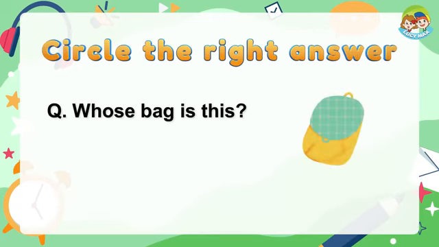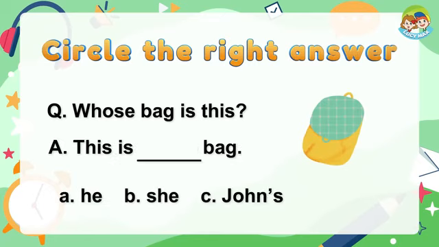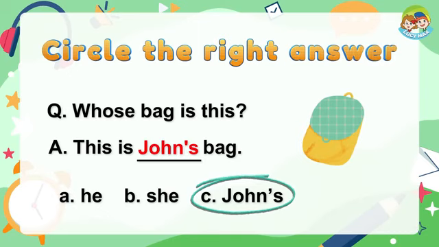Whose bag is this? This is blank bag. The answer is C, John's. John's is possessive form. A and B are not. Whose bag is this? This is John's bag.